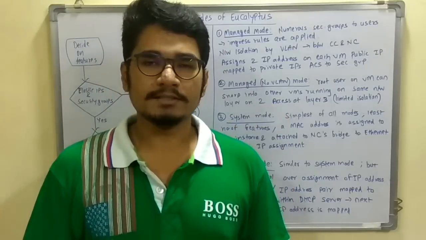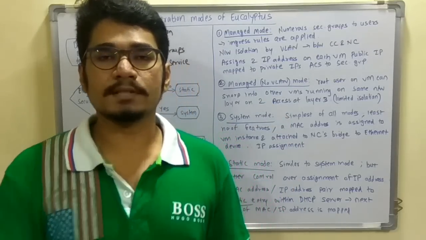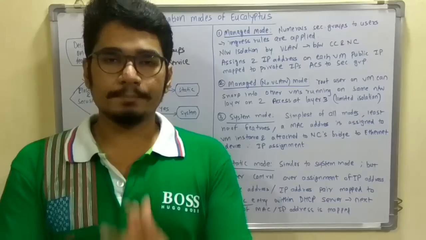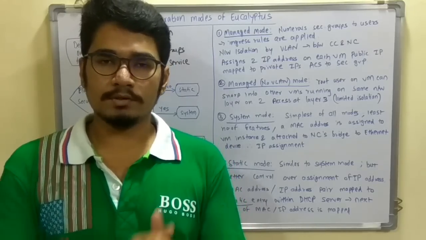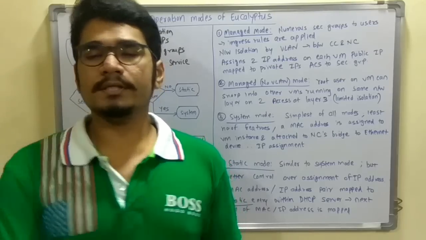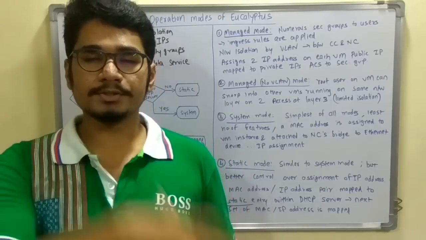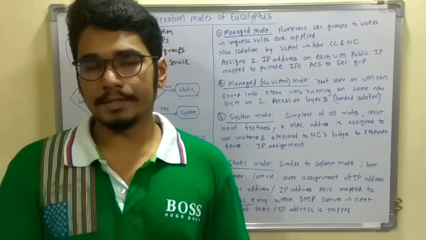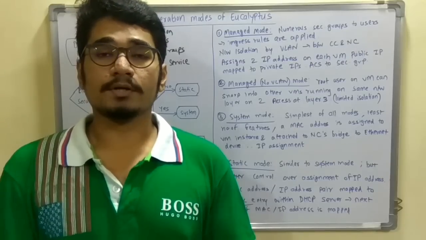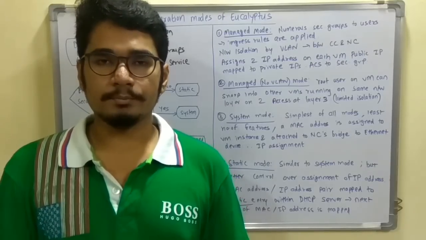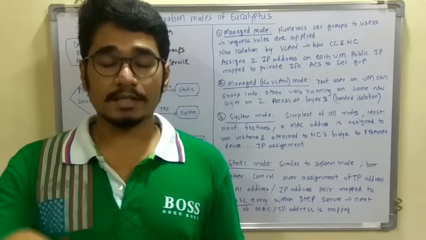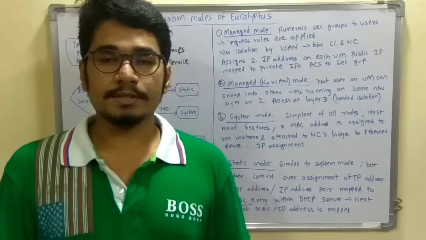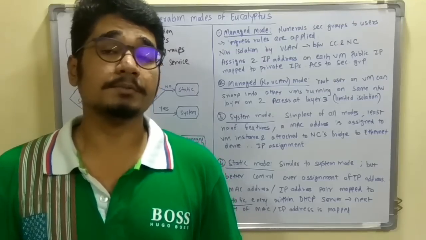Hello viewers, in my last video I discussed the Eucalyptus architecture for designing private clouds. Now, there are some operation modes in Eucalyptus. So in this video I'll be discussing the four different operating modes which are there for Eucalyptus architecture in cloud computing for designing your private cloud, and how these requests are internally routed and mapped. So stay tuned to this video to understand what the operation modes in Eucalyptus are.